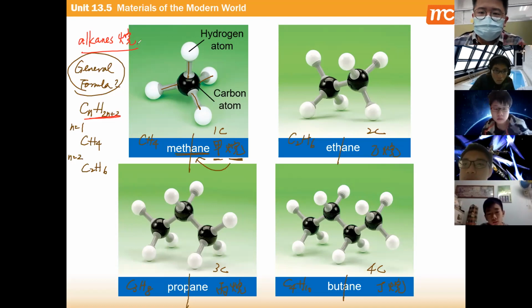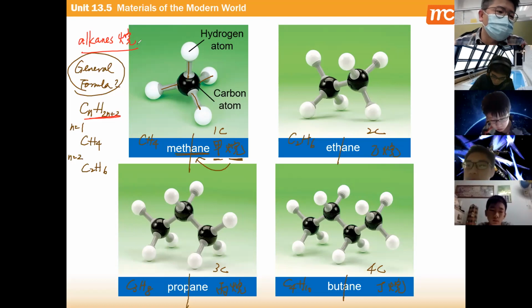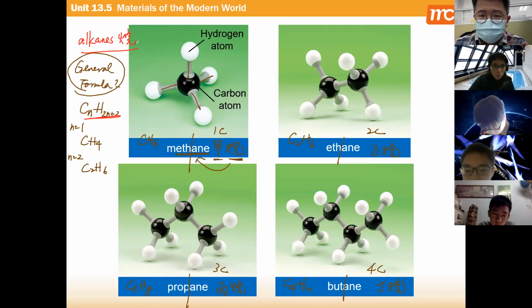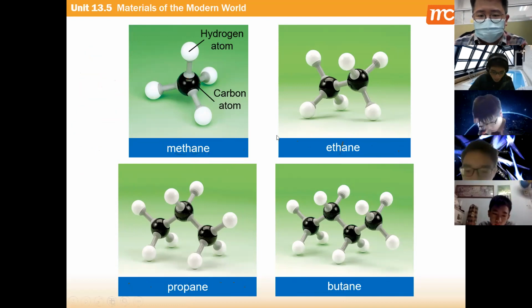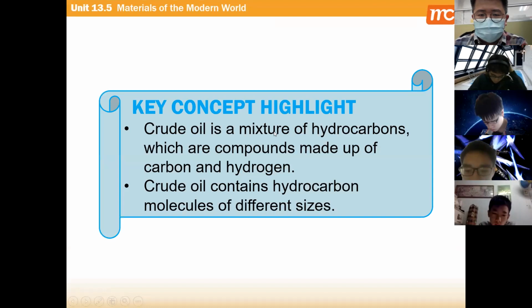Can you get a point? So in short, what we have here is crude oil. Crude oil is a mixture of hydrocarbons, which are compounds made up of carbon and hydrogen. Second, you may find that the carbon chains have different sizes, with the general formula CnH2n+2. There must be some other patterns that you may learn later on. These are the 2 concepts I would like to address on the first lesson.